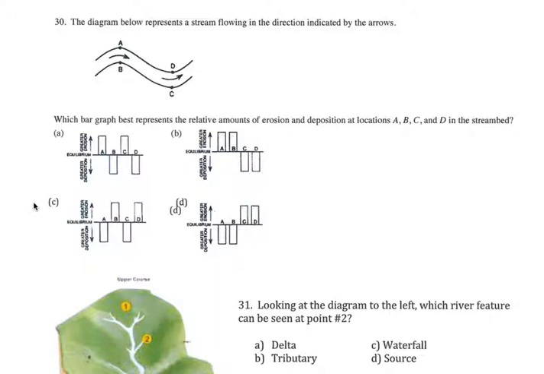30. The diagram represents a stream flowing in a direction indicated by the arrows. This way. Which bar graph represents the relative amounts of erosion and deposition at locations A, B, C, and D in the stream bed? And it says on each side, greater erosion going up, greater deposition going down.